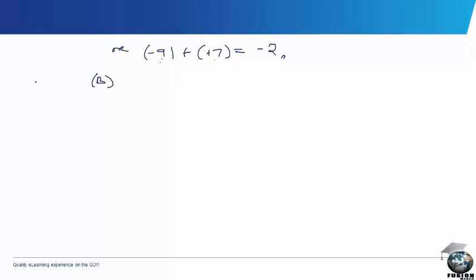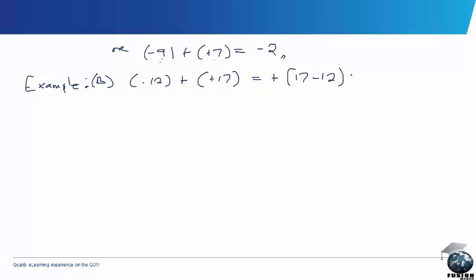And example B, you have -12 and then plus 17. The sign with the bigger absolute value here is plus, and then finding the difference between the two values, 17 minus 12, you have 5, and so the value is 5.